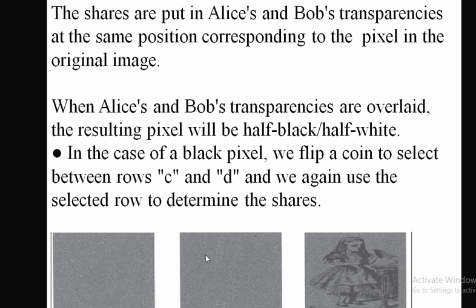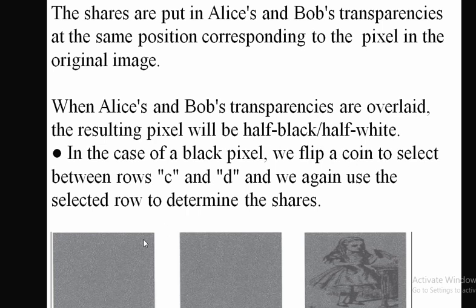Consider this one as transparency image 1 and 2. After matching this, we will get Alice's picture. Put Alice's and Bob's transparencies at the same position corresponding to the pixel in the original image. When Alice's and Bob's transparencies are overlaid, the resulting pixel will be half black and half white.